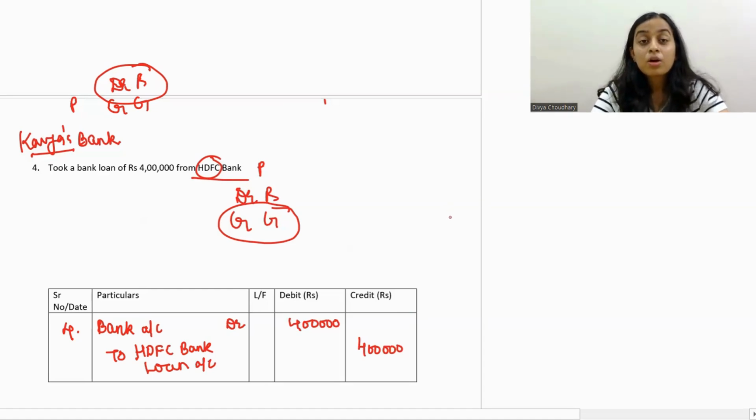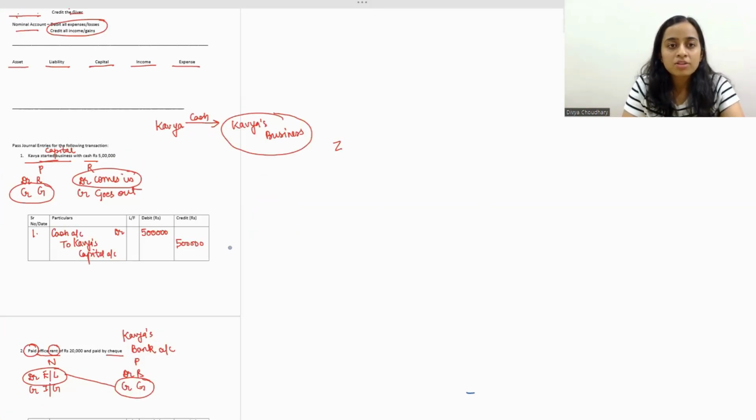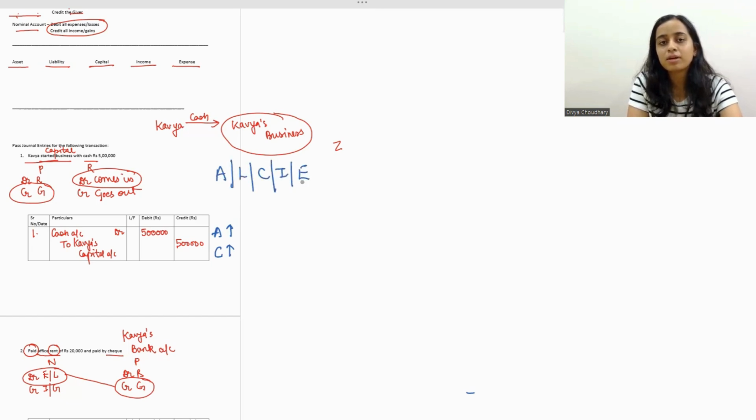All right. We're done with these basic journal entries, but I'm going to connect them to asset, liability, capital, income, and expenditure. Please have a look. Cash account to Kavya's capital account. Cash account, जैसे ही business में cash आ गया, वो cash मेरा हो गया. If anything that is mine, that is asset. And capital is capital. Asset is increasing, capital is increasing. So I have to classify between asset, liability, capital, income, or expenditure.